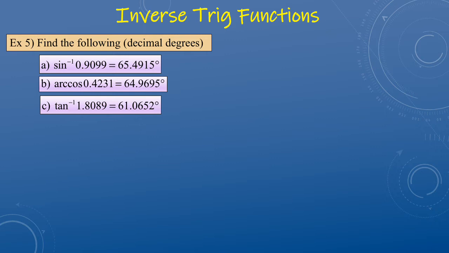So on exercise 5, you are to use the calculator to find the following and leave your answer in decimal degrees. The inverse sine of 0.9099 is 65.4915 degrees. The arc cosine of 0.4231 is 64.9695 degrees, while the inverse tangent of 1.8089 is 61.0652 degrees.